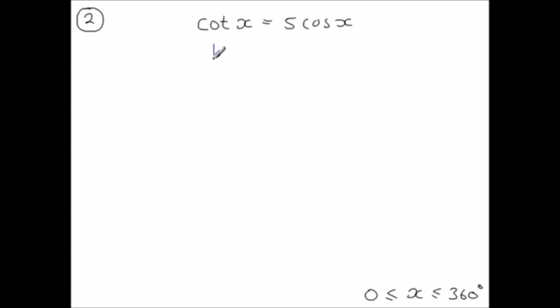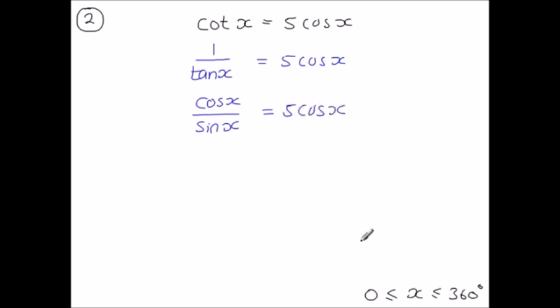Cot x is the same as 1 over tan x, and tan x is the same as sine over cos, so 1 over tan is cos over sine. And now I'm going to multiply both sides by sine x to get rid of the fraction. And then subtract cos x from both sides, so that term moves to the right.